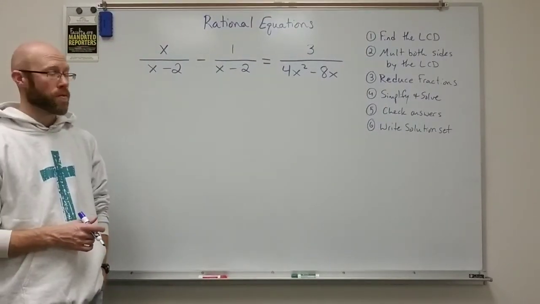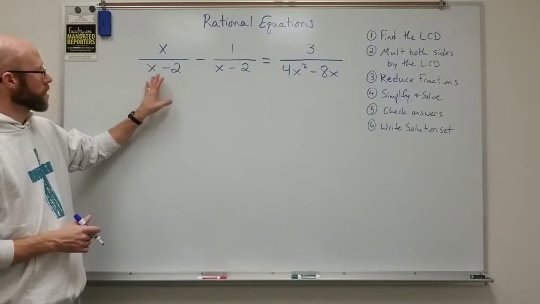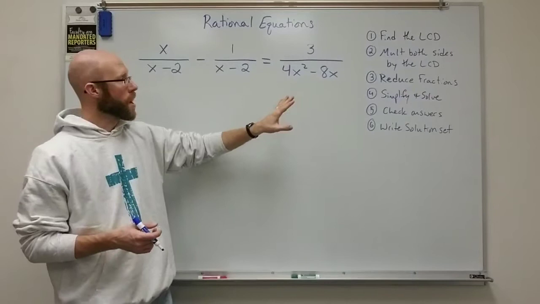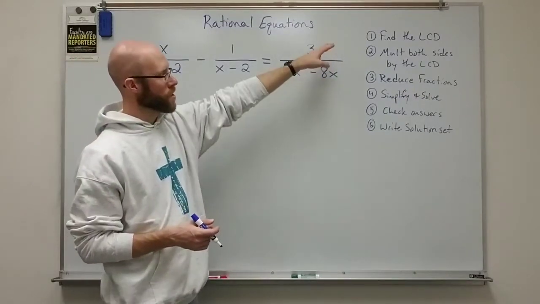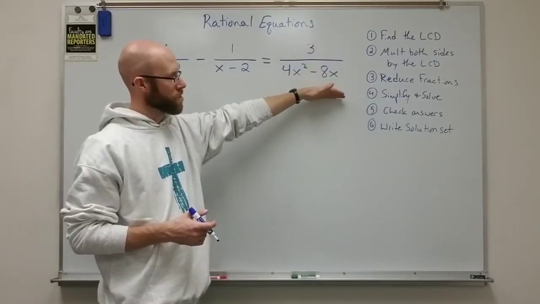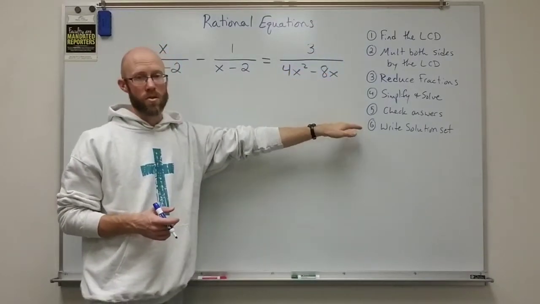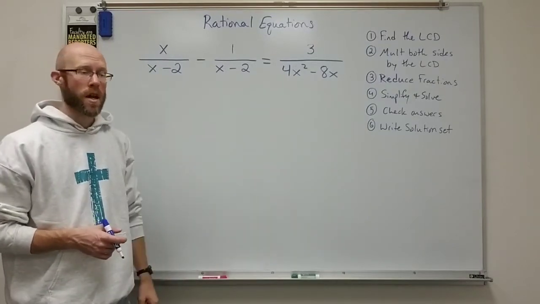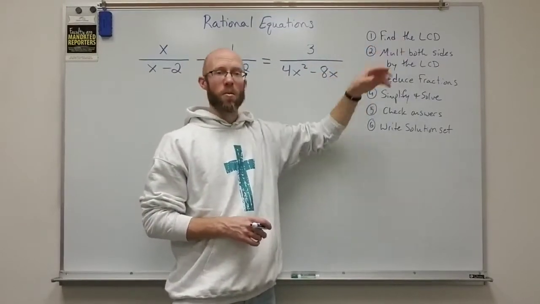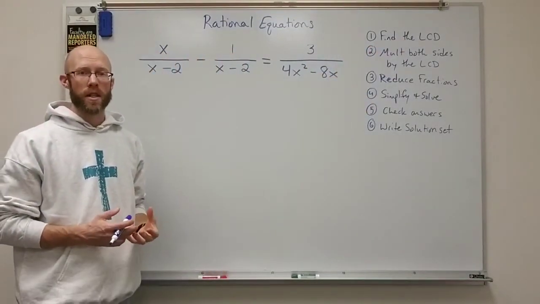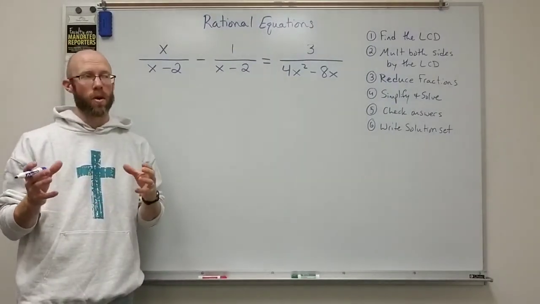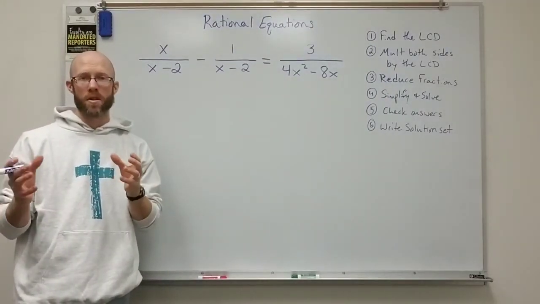So this next one, we've got three denominators, three fractions. And remember the 6 steps here: find the LCD, multiply both sides by the LCD, reduce the fractions, simplify and solve, check answers, write the solution set. We're going to stick to those 6 steps. And so the first thing we need to do is find the LCD. Remember, to find an LCD, we've got to factor all the denominators and then look to see what factors are missing for each one.